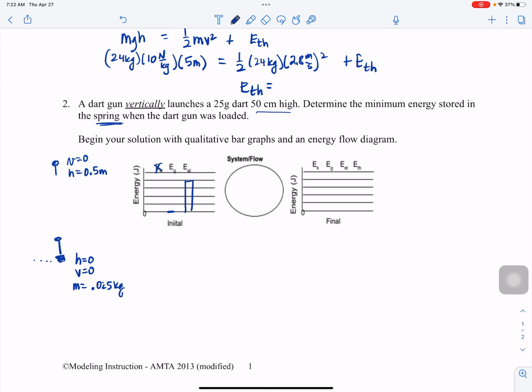In the final state, was there kinetic? No, because we are at the top of the trajectory. Was there gravitational? Yes, because you have gone 50 centimeters high. Was there elastic? No, because we've already launched. Is there thermal? No mention of thermal, so I'm going to say no thermal, and so that means all of the elastic was converted to gravitational. So that earned you 2 points.